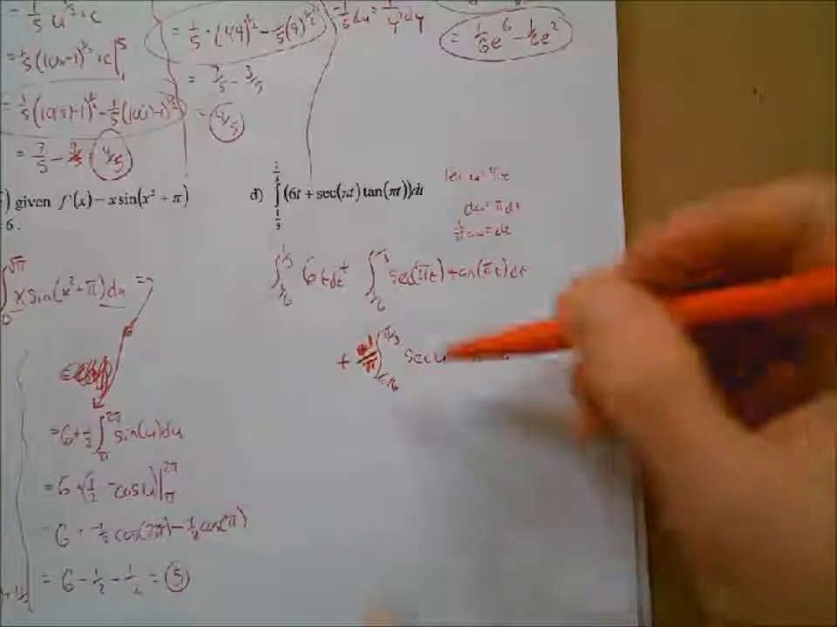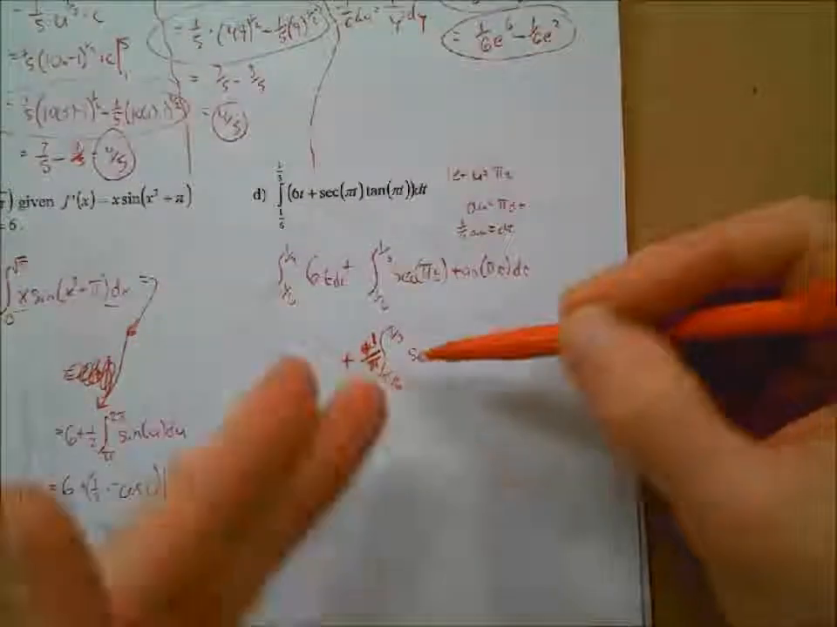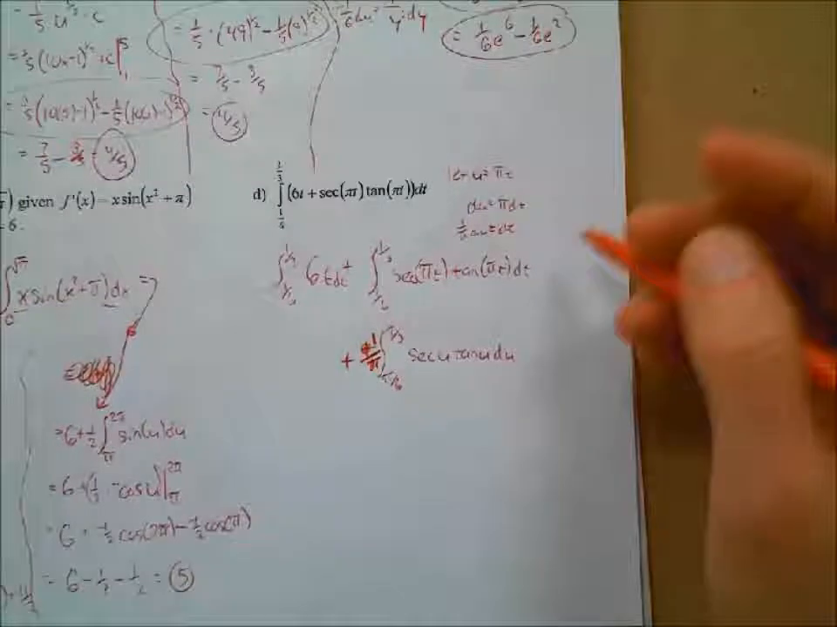Because we can integrate secant u tangent u, right? The integral of secant u tangent u is just going to be secant. So that's why we can do that there.